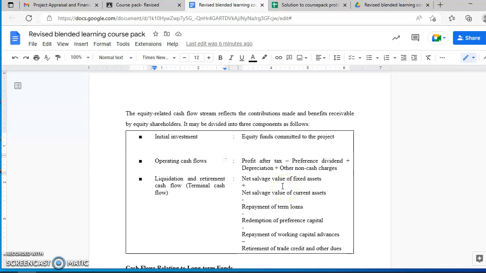When we take terminal cash flow here, it means net salvage value, the amount left with us at the end of the life of the asset: net salvage value of the fixed asset plus net salvage value of the current asset, minus repayment of the term loan, minus redemption of the preference share capital, minus repayment of the working capital advances, and minus retirement of the trade credit. Retirement of trade credit is basically the amount that is due to the suppliers and that requires to be paid off at the last phase of the project. Okay, that is what is retirement of the trade credit and other dues.